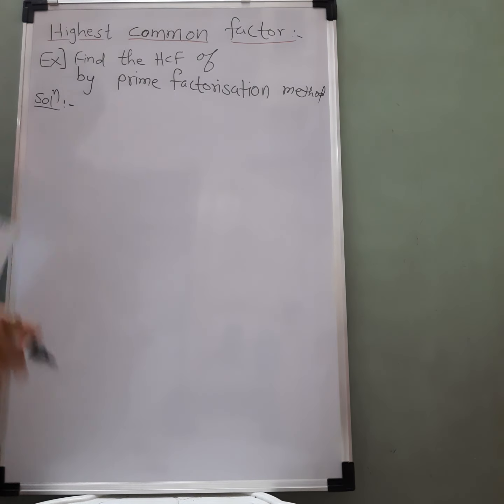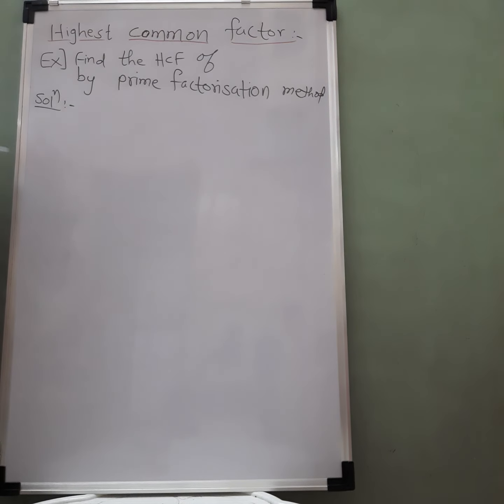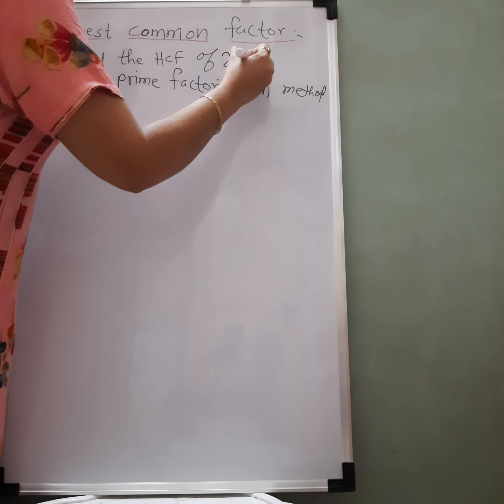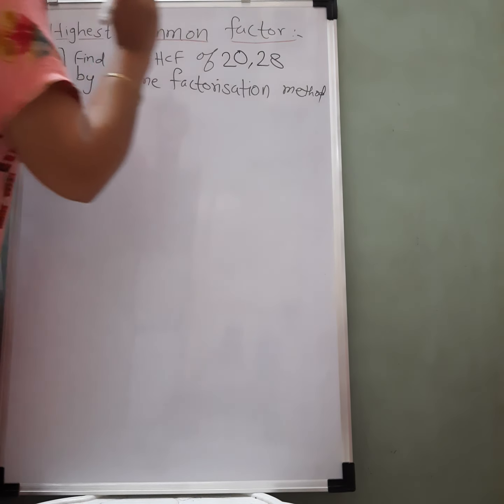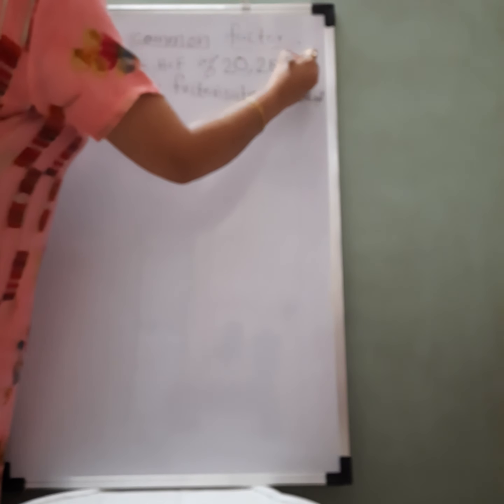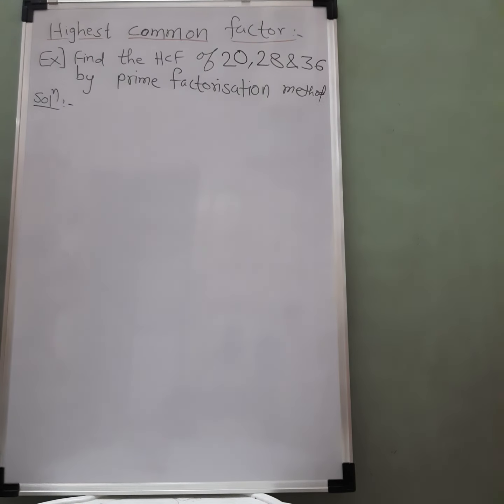The next question: find the HCF of 20, 28 and 36 by the prime factorization method. In this case, we will find the common prime factorization of 20, 28 and 36.